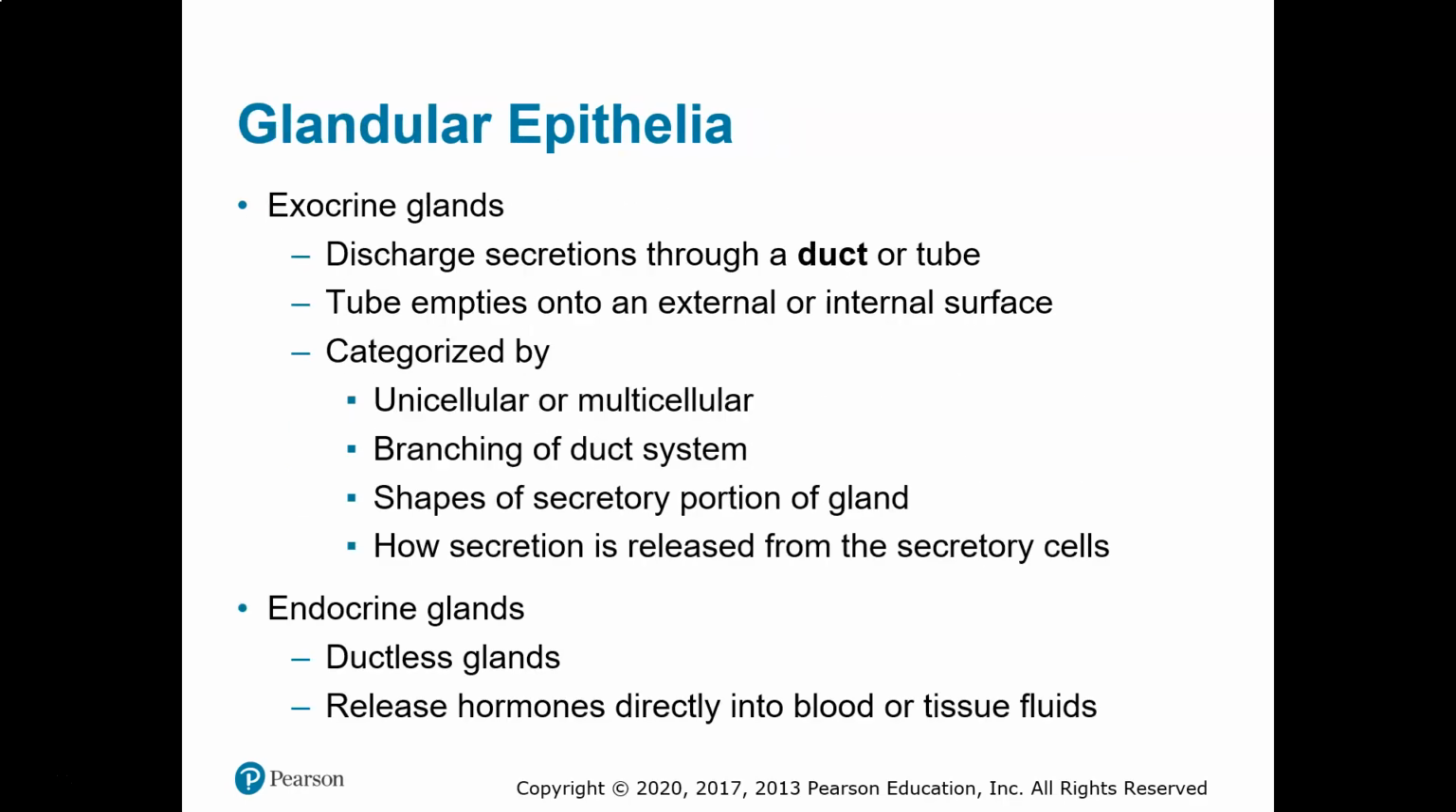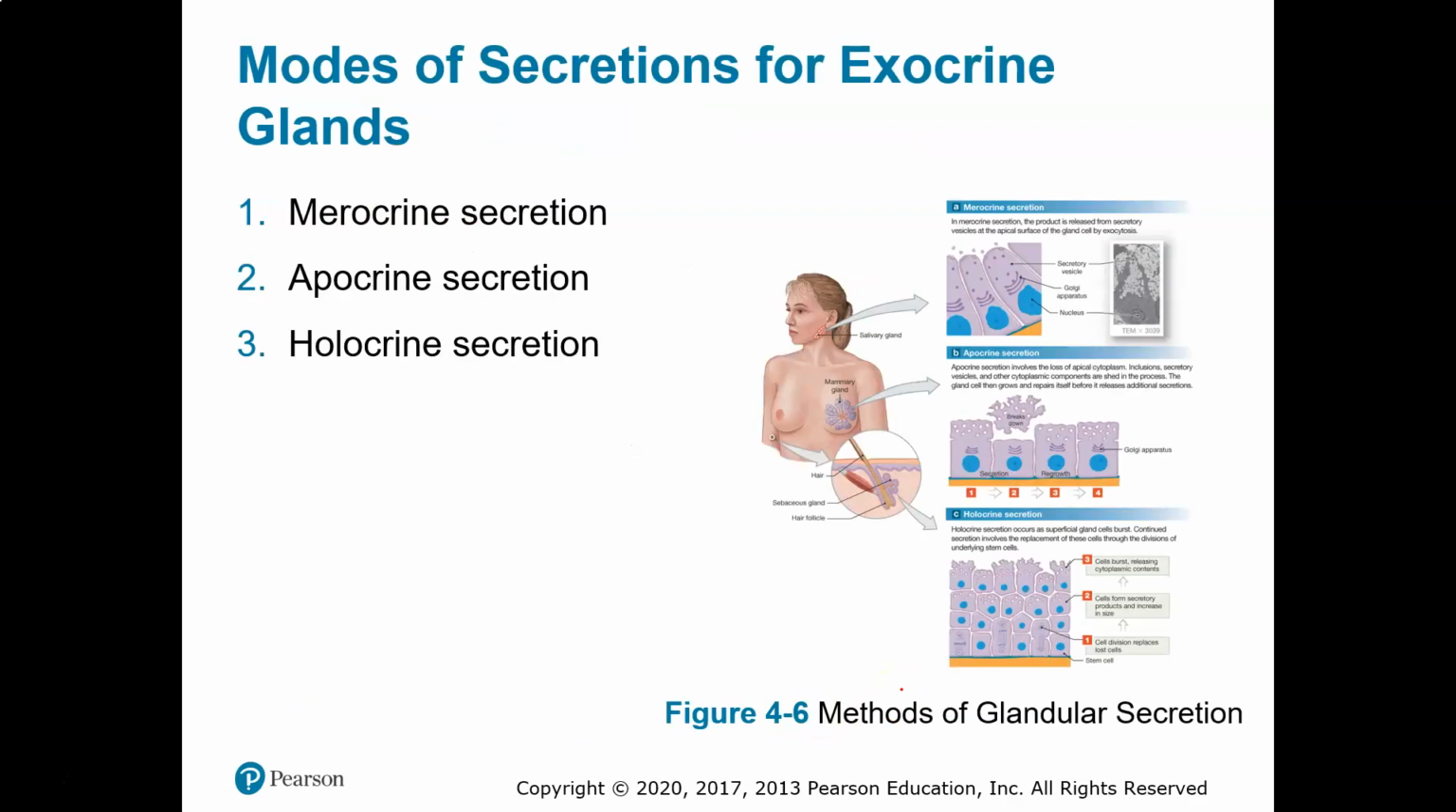Okay, so now we're moving on to glandular epithelial tissue. The exocrine glands, remember, discharge their secretion through a duct, which is a short tube, and then the duct empties onto an external or internal surface. The duct system can be branching, and the exocrine glands are classified based on how the secretion is released from the cells. Endocrine glands release hormones directly into the blood, and they do not have ducts.